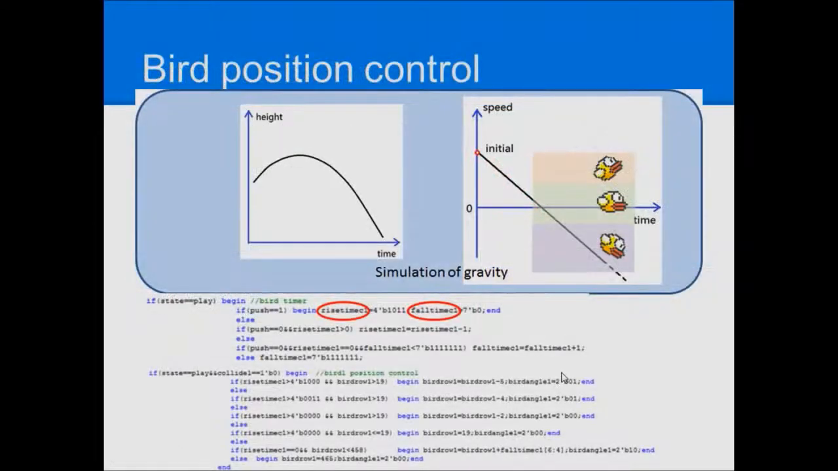For the bird position control, we try to simulate the effect of gravity. So if you push the bird up, it will go up for a while and then go down with increasing speed. There are 3 angles for the bird corresponding to different speeds. To realize that, we have a timer for the bird, and it will get reset when it's pushed up, and it will increase automatically. The speed is calculated from the bird timer.